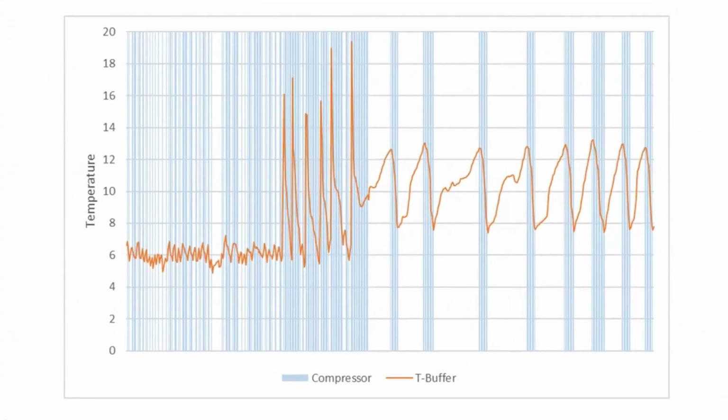And the orange line, the buffer tank temperature, we can see that we maintain a very close control around the required set point of around 6 degrees. Now, this was not really a good way to operate the system.